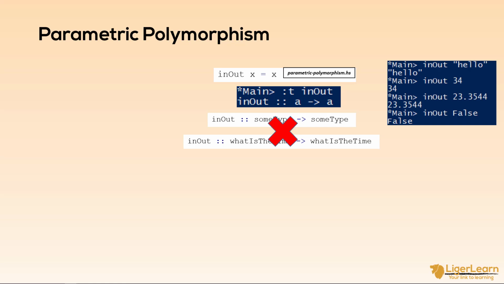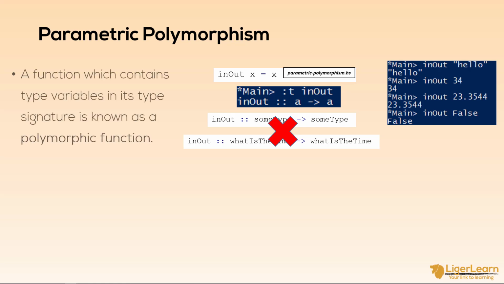One thing that you should definitely note about the a to a type signature is that the same type variable is used as the parameter type and the return type. This puts the restriction on the function that whatever the parameter's type is, it will be the same as the return type. A function which contains type variables in its type signature is known as a polymorphic function.